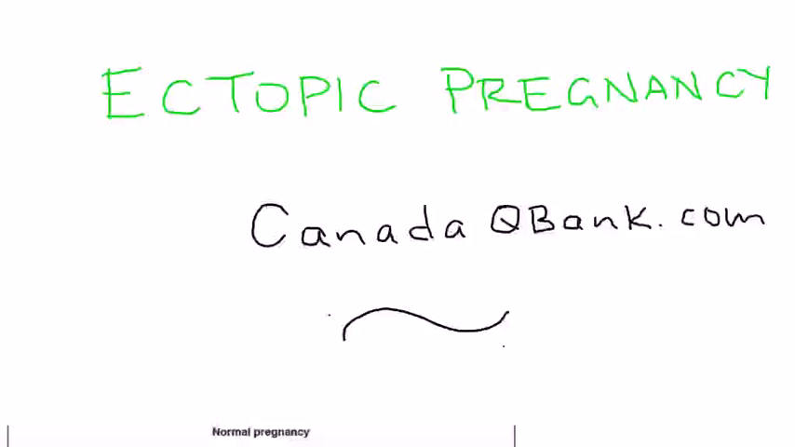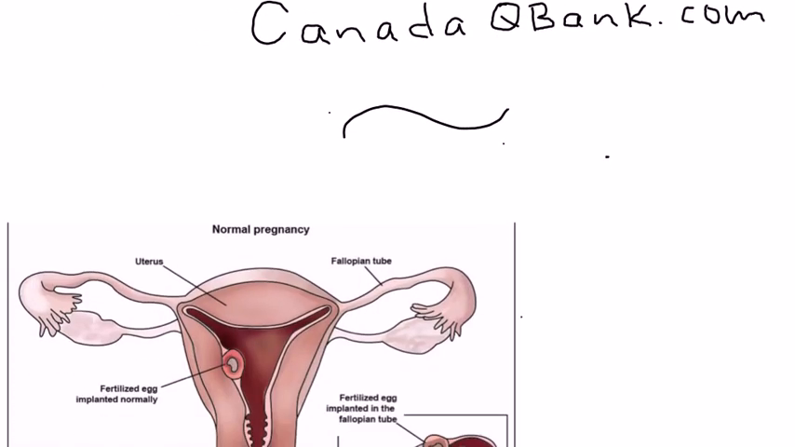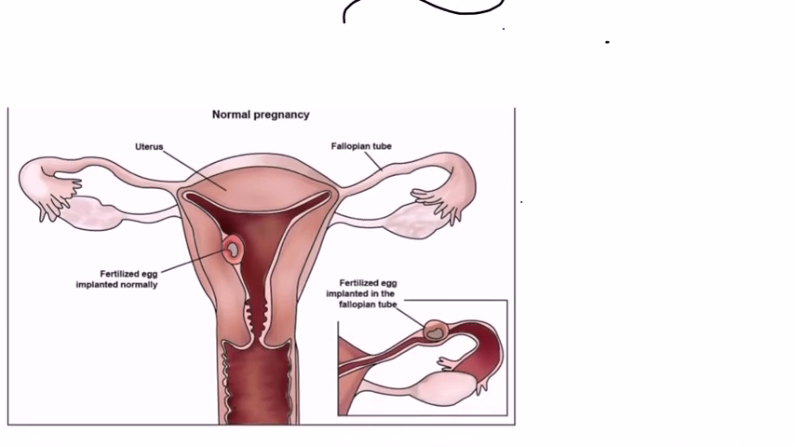In this video we're going to talk about ectopic pregnancy, and ectopic pregnancy is best explained with the diagram. Normally when you have a fertilized egg or a zygote, it implants into the uterus, and in particular the endometrial lining of the uterine cavity. This is the uterine cavity inside.